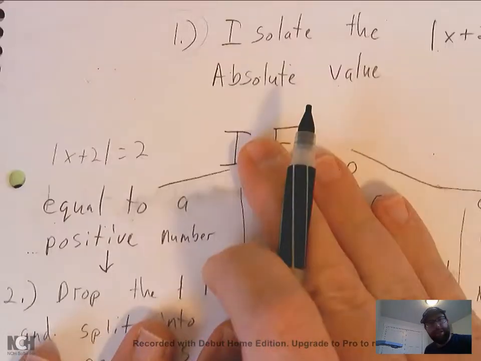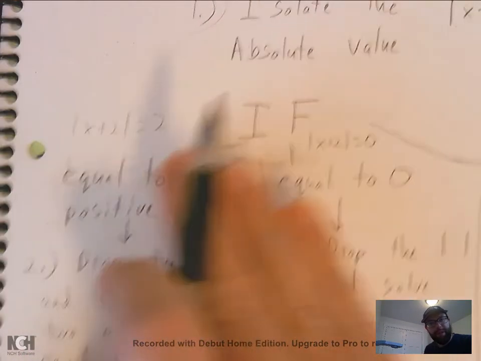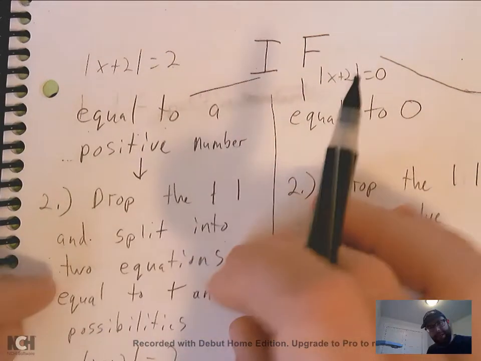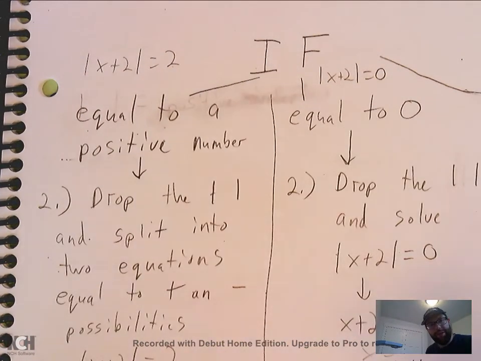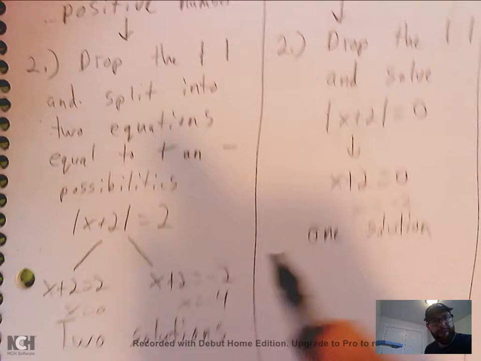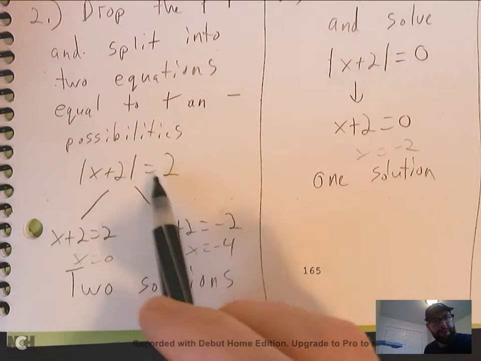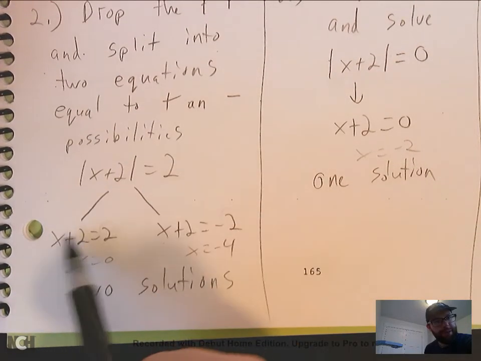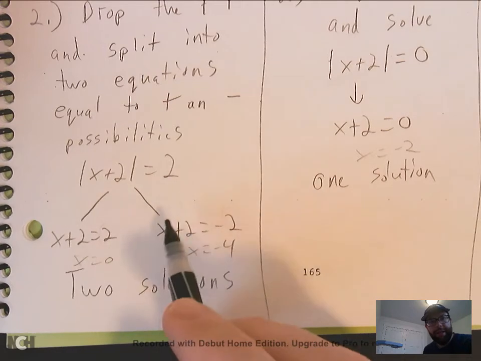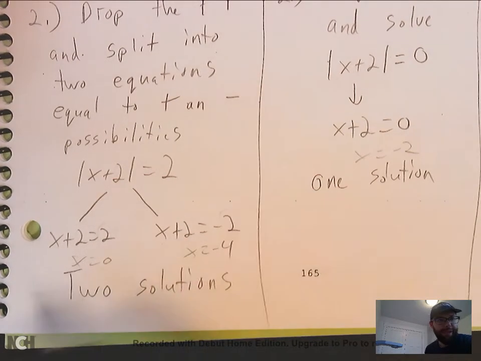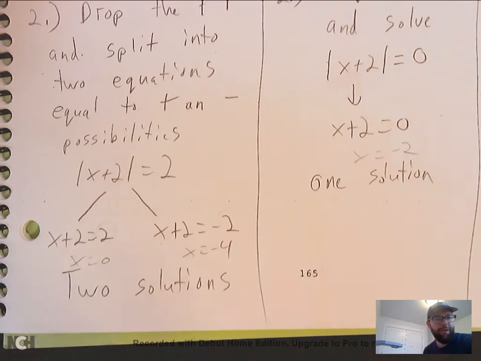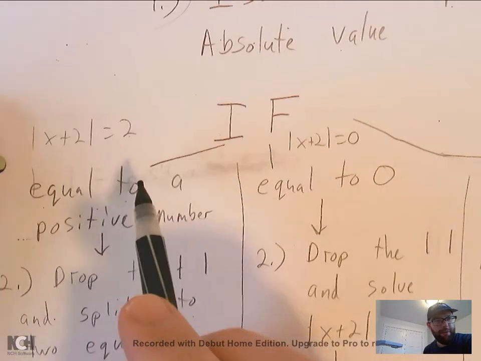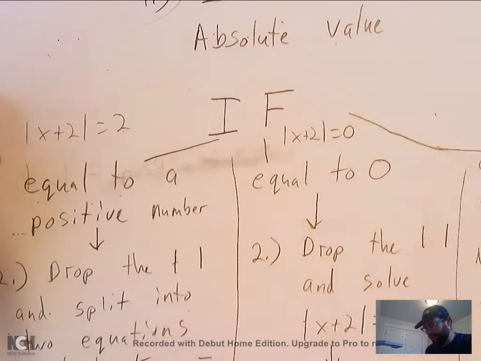If it's equal to a positive number, that's where you drop the absolute value and split it into two possibilities, the positive and the negative possibility. So like absolute value of x plus 2 equals 2 would become x plus 2 equals positive 2, and x plus 2 equals negative 2. And you would get two answers, right? So a positive number means two solutions.